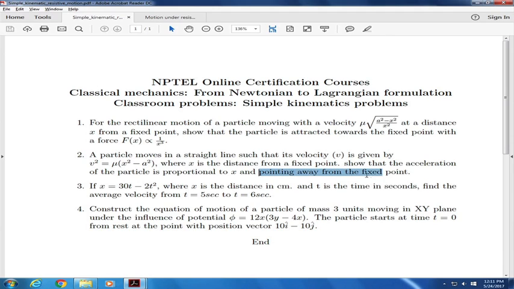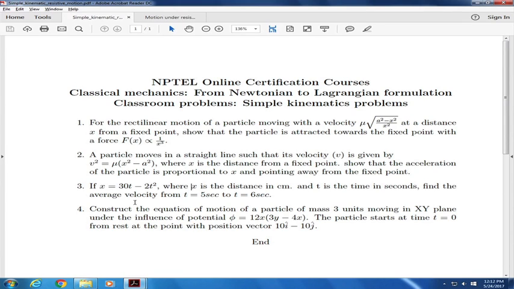This pointing away from the fixed point comes because the force will come with a positive sign, unlike the previous problem which came with a negative sign. So, we are not doing it here; I am leaving it to you to perform this problem, which is very much identical to the first problem.